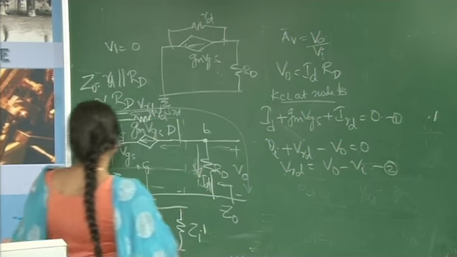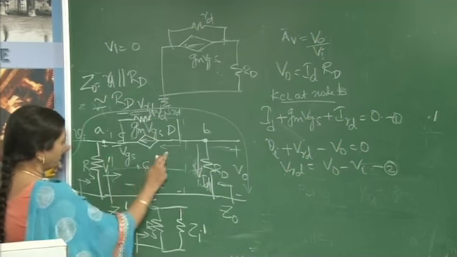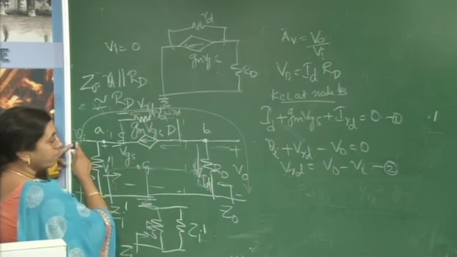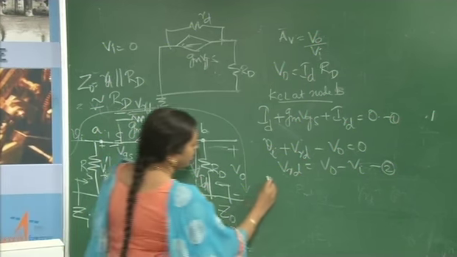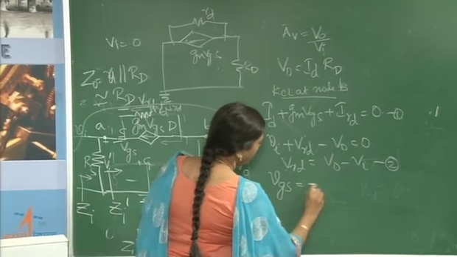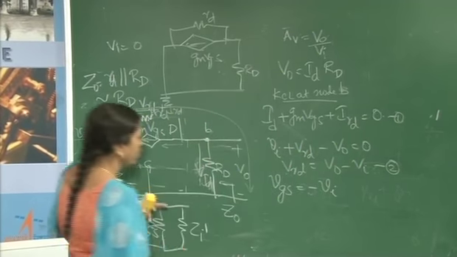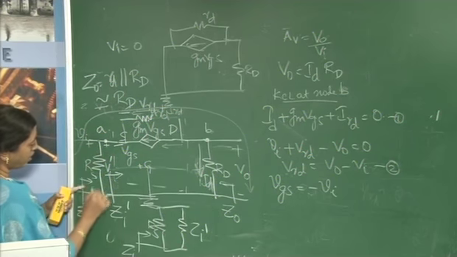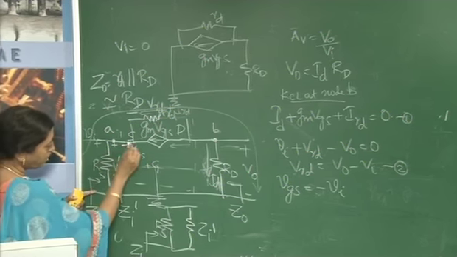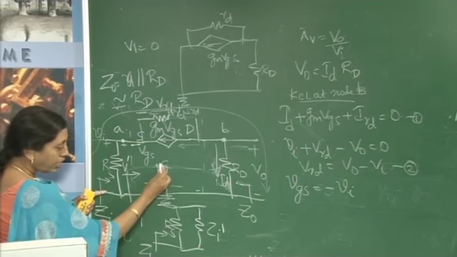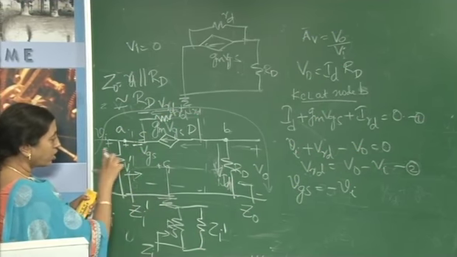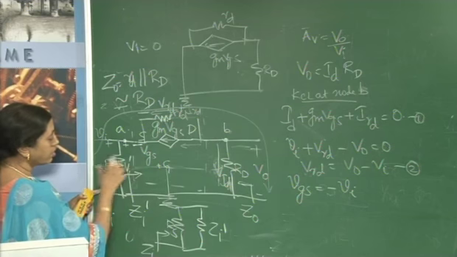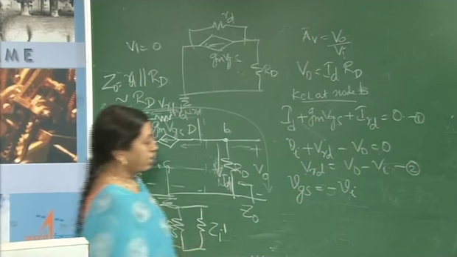Now, VGS is nothing but the value of Vi. So, VGS is equal to minus Vi. VGS is equal to minus Vi. Vi is applied across RS and we are taking VGS between source node and gate. Gate is also grounded with an opposite polarity. So, VGS is nothing but minus Vi.